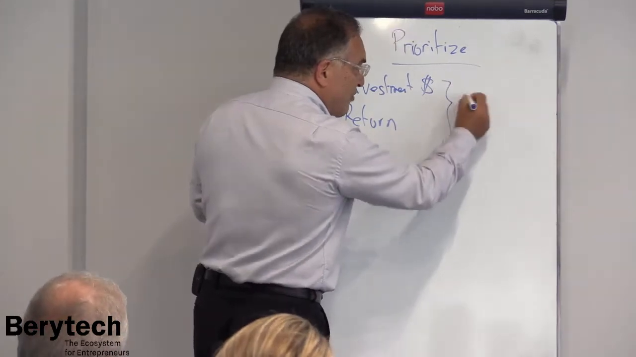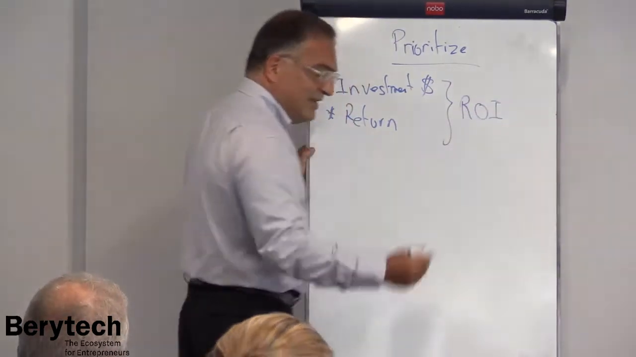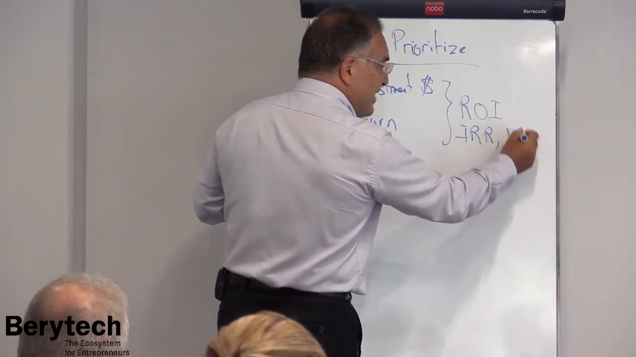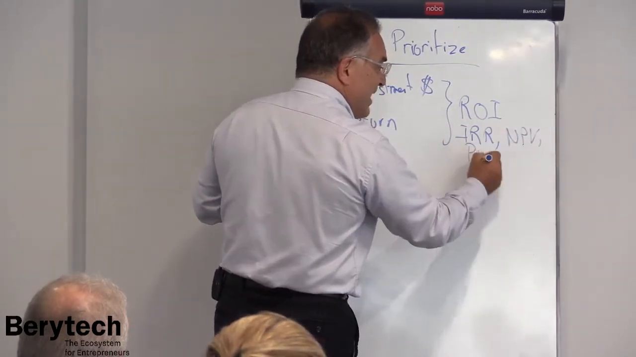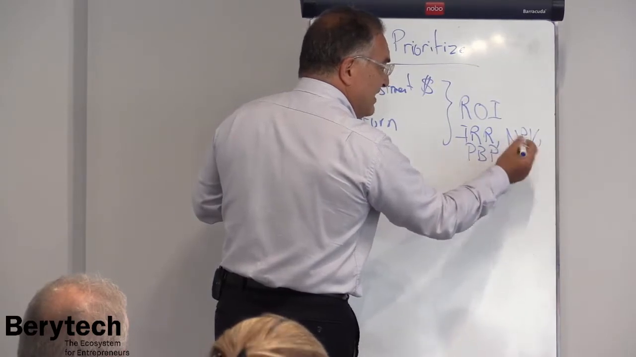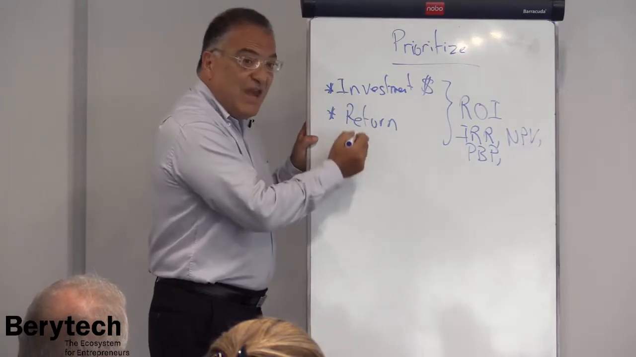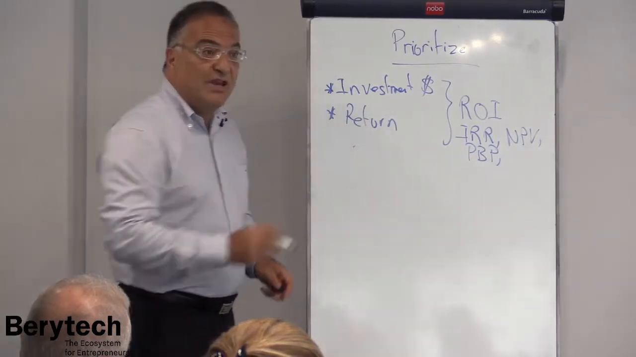From these two, we will get some sort of return on investment. Typically, this could be internal rate of return. If we do a discounted cash flow, it could be your net present value. It could be your payback period. It could be different elements that you have. But I need to have an idea about what is your investment and what can I expect in return. This is only one dimension.